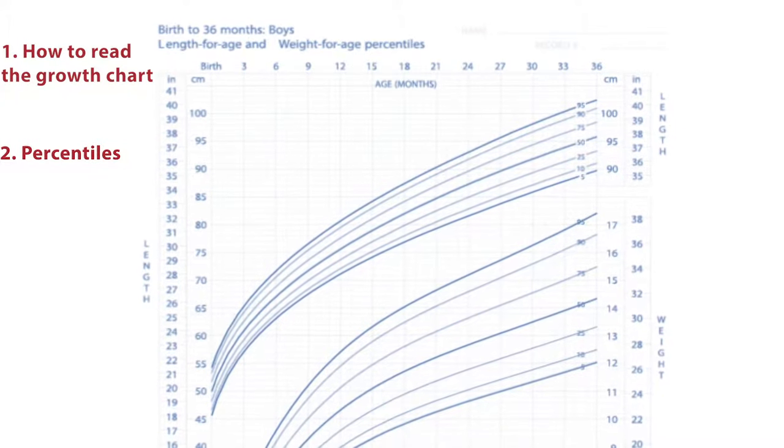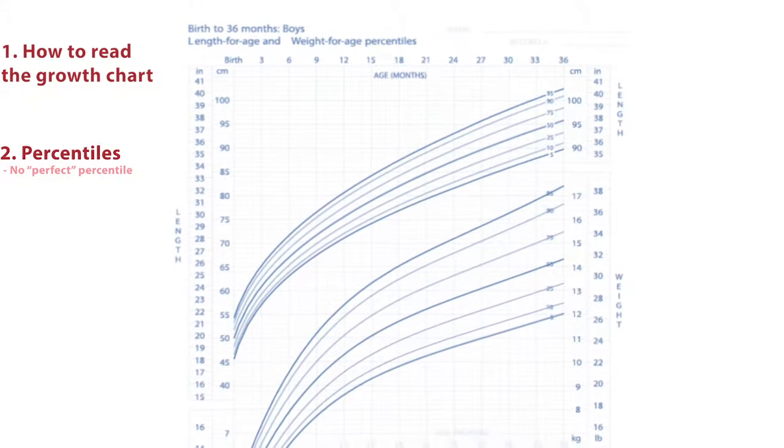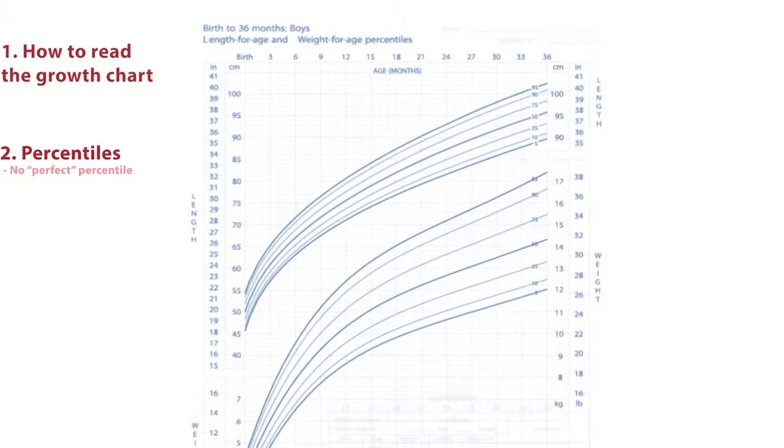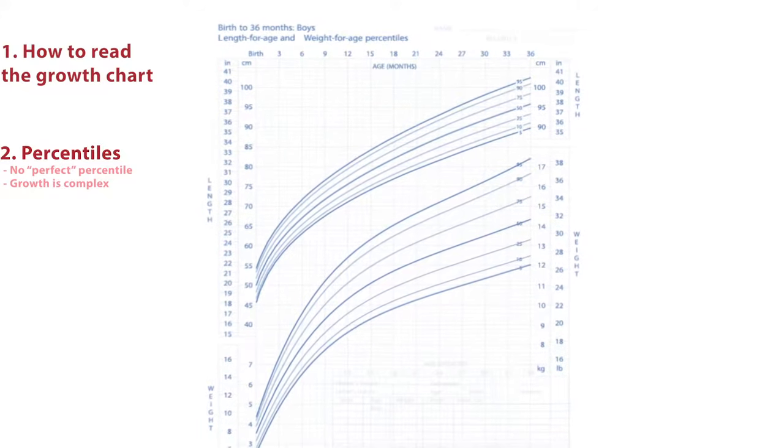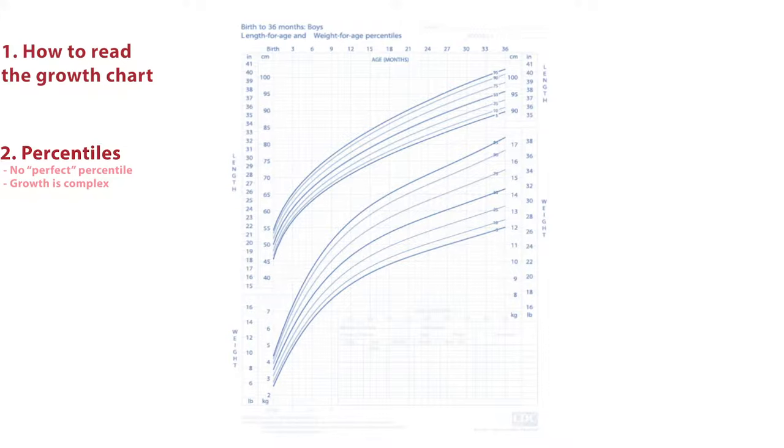It is important to remember that a higher number does not mean better and a lower number does not mean worse. Growth is determined by many factors, so rather than just looking at the percentile, you and your pediatrician should focus on the trend. Number three, trends.